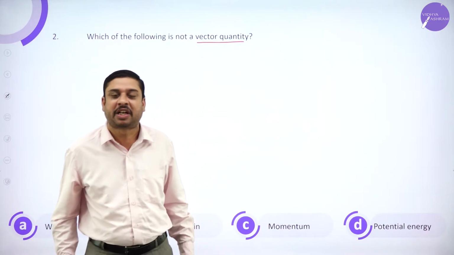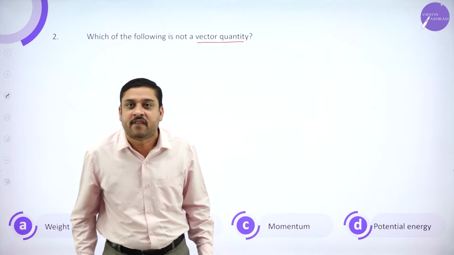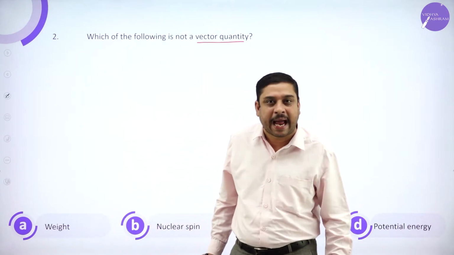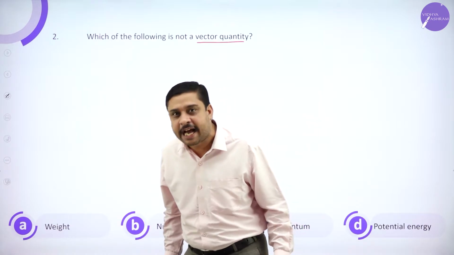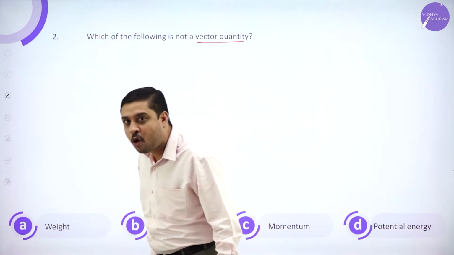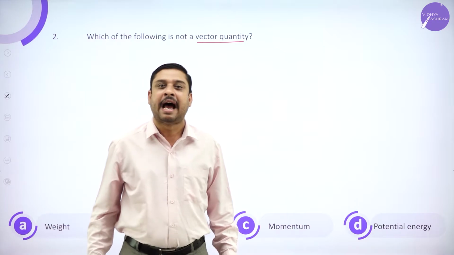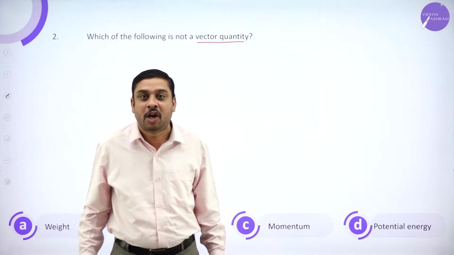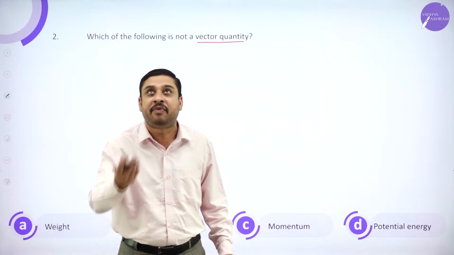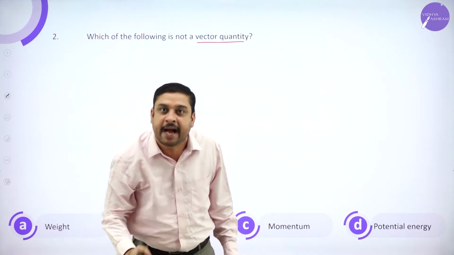In first PUC you study scalars and vectors. By definition, a vector should possess magnitude as well as direction, and it should also obey a law of vector addition, either triangle law, parallelogram law, or polygon law. Have you studied this? First, weight. Is weight a vector? Yes. What is weight? Downward force, some type of force. As soon as it is force, it is a vector.